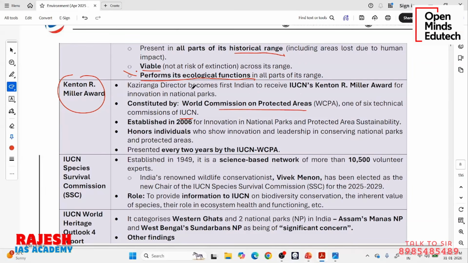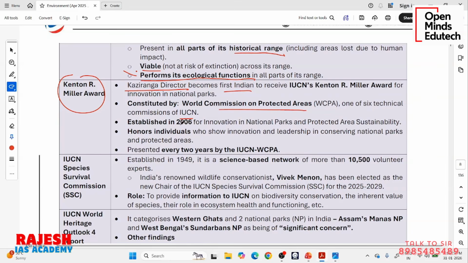So why is it in news? Because it's the first time an Indian has received this. An Indian who is the director of Kaziranga. There is a national park called Kaziranga National Park in Assam. The director of that park has become the first Indian to receive this award from IUCN because of his efforts. He has given many innovative solutions to many issues and conservation measures for that area.